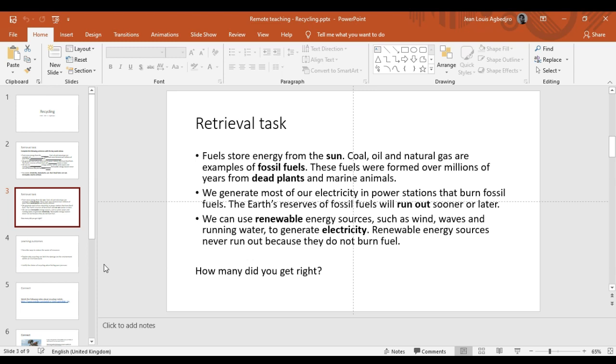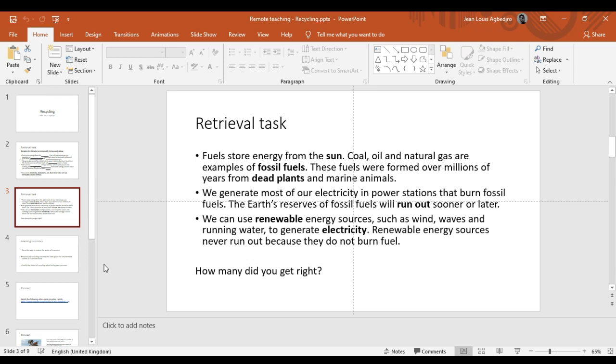We generate most of our electricity in power stations that burn fossil fuels. The Earth's reserves of fossil fuels will run out sooner or later. So this is a big issue. Because if we run out of these resources, a lot of things that we use on a daily basis, or commodities, will not be there for us or for our children, the next generation.